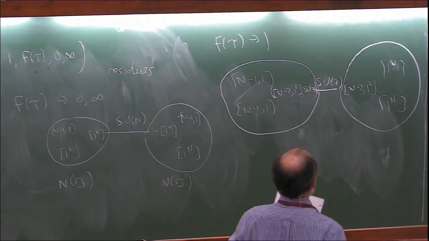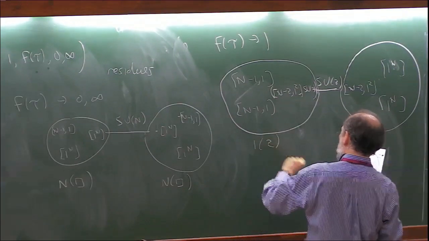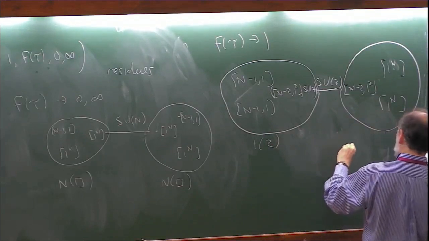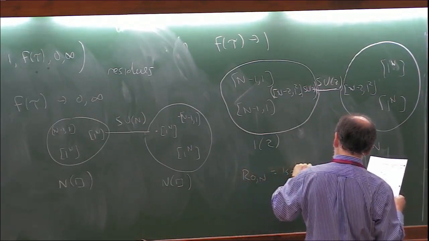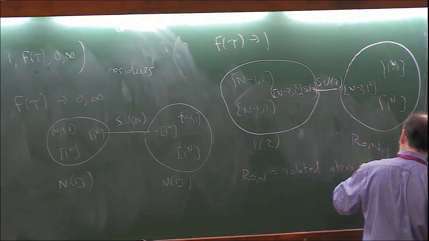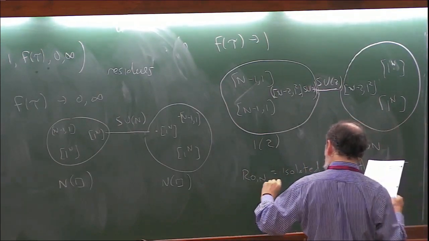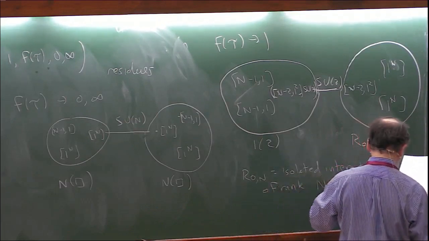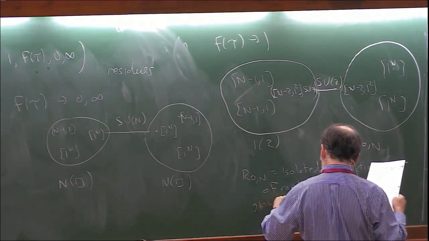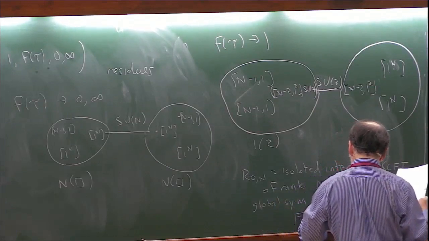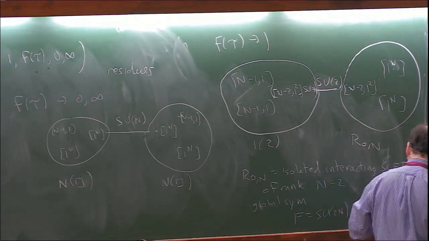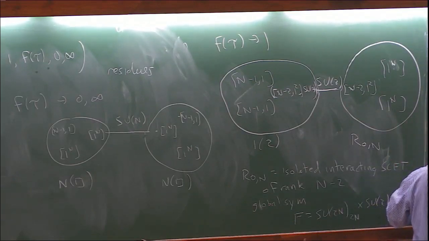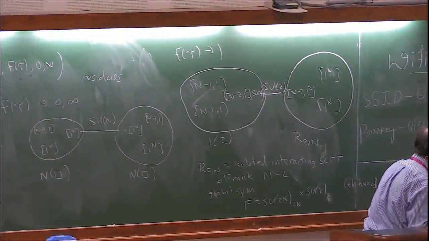But let me tell you what we get over here. This is an SU2 gauge theory, and there's a hypermultiplet in the fundamental representation of SU2 on this side, and what appears over here is a certain isolated interacting SCFT of rank n minus 2, and it has a global symmetry F, which is SU2n at level k equals 2n cross SU2 at level k equals 6, which is enhanced to E6 at level 6 for n equals 3.